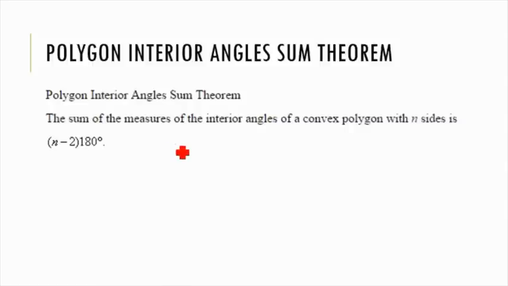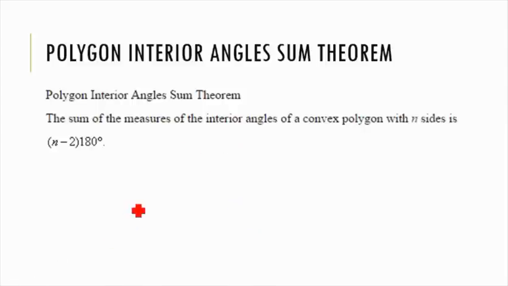An octagon has 8 sides. An octagon is a polygon. So we would write 8 minus 2 times 180. And I would get 6 times 180. And that would equal a total of 1,080 degrees. That would be the total sum.